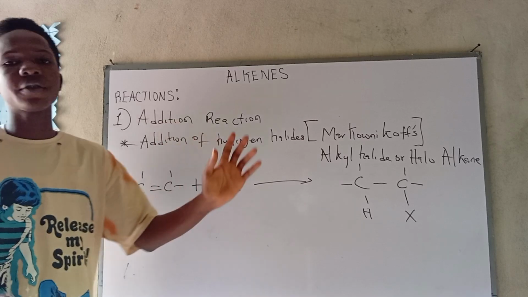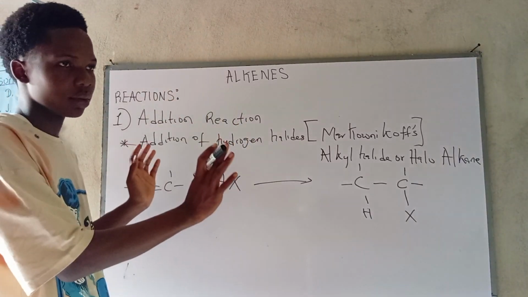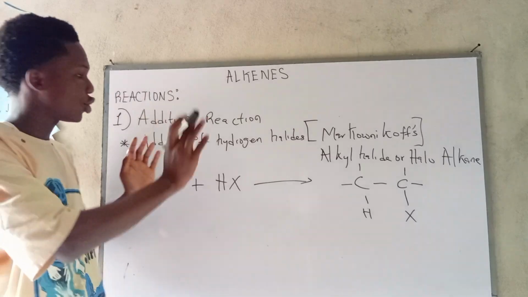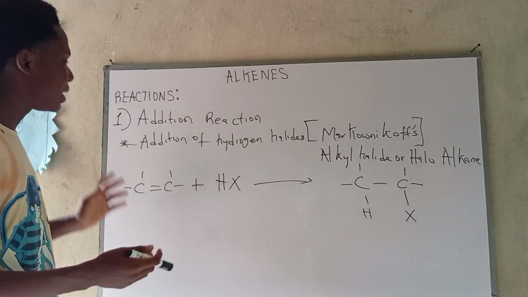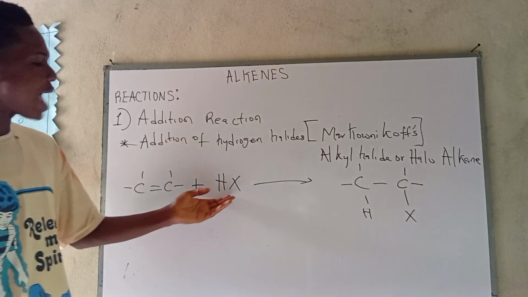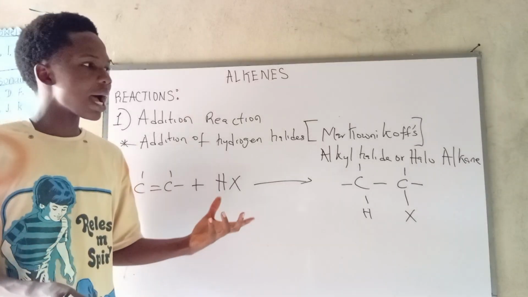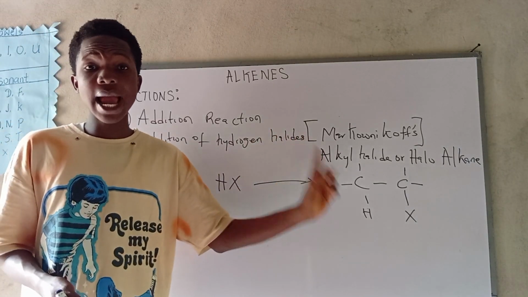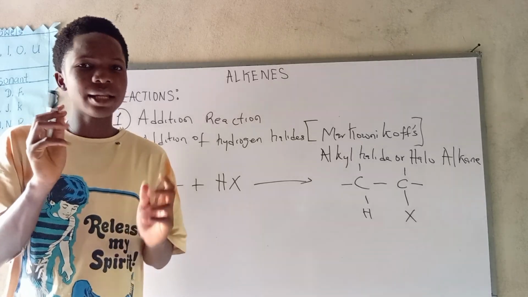have a Markovnikov's reaction. Okay, now in Markovnikov's reaction, which is Markovnikov's addition, also known as addition of hydrogen halides, it is the reaction between an alkene and a hydrogen halide to give us a haloalkene or an alkyl halide, in the absence of a peroxide. Please note this.